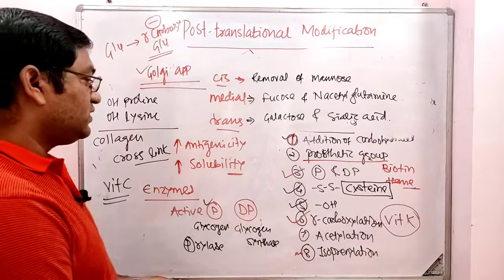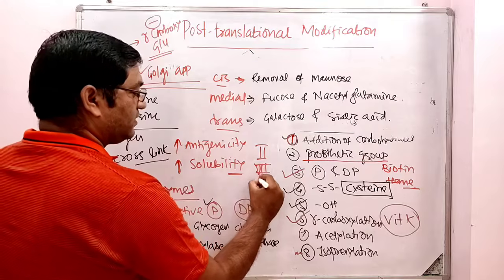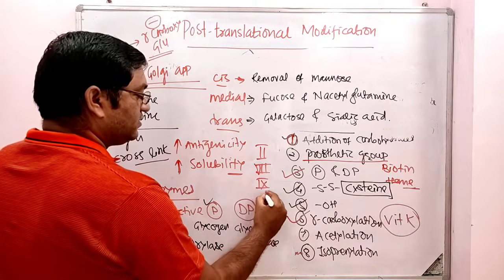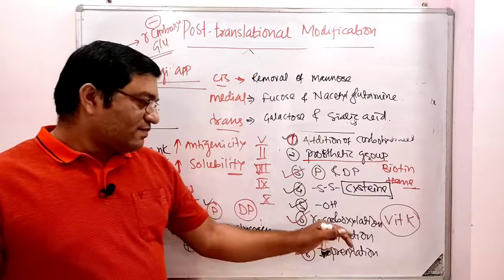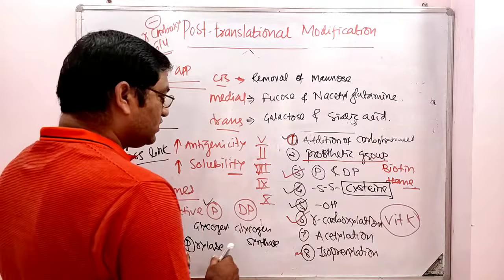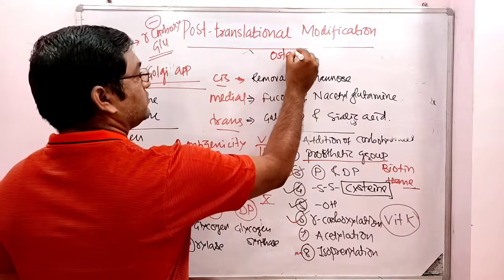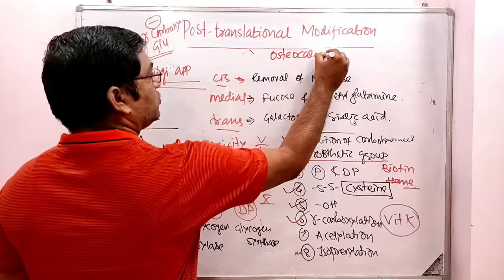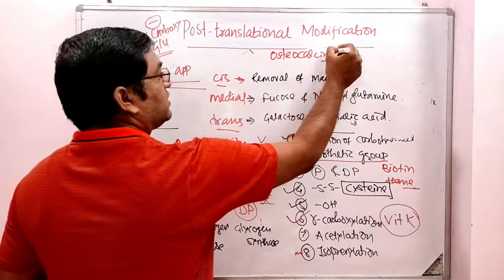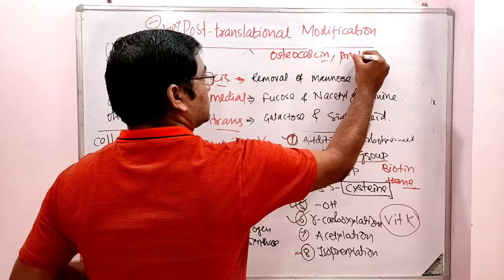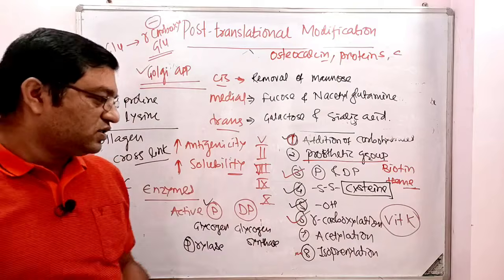It is important in the activation of factor 2, factor 7, factor 9 and factor 10. It helps in the activation of these clotting factors. Gamma carboxylation is also important in one bone protein, that is osteocalcin. It is important in the activation of osteocalcin, then protein S and protein C.